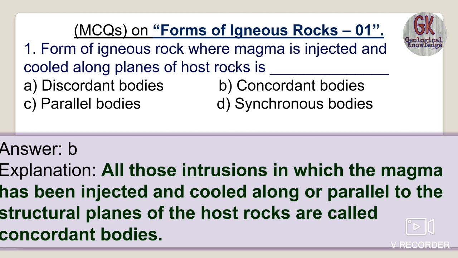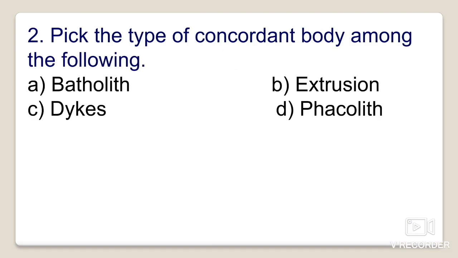We have discussed in the definition that concordant igneous rock bodies are those which lie between the rock beds, and they don't possess any type of transgressive relationship to the rocks they invade. So all those intrusions in which the magma has been injected and cooled along or parallel to the structural planes of the host rock are known as concordant rock bodies. So here the correct option is option B, concordant bodies.